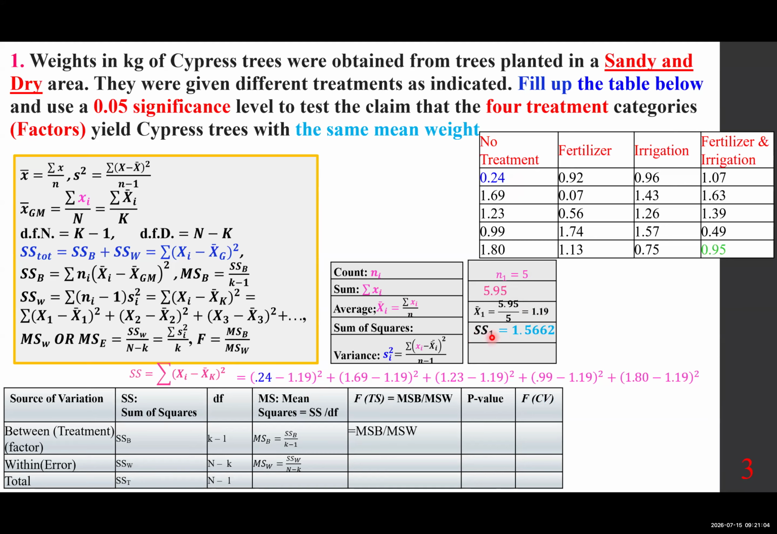Now we are going to divide this number by n minus 1. Remember, for this group, n1 is 5. So 5 minus 1. So divide this number by 4. Divide this number by 4. You get 0.39, almost 0.4.